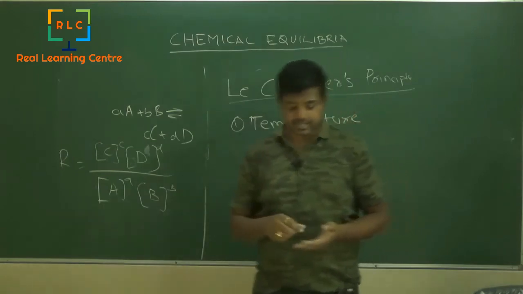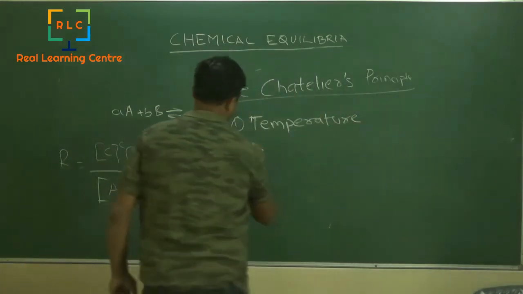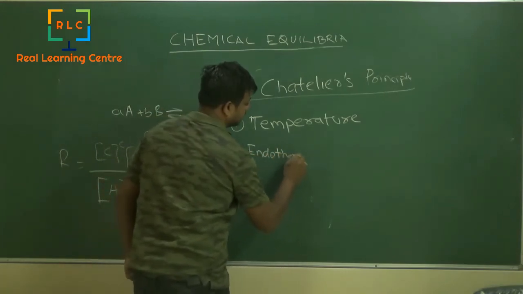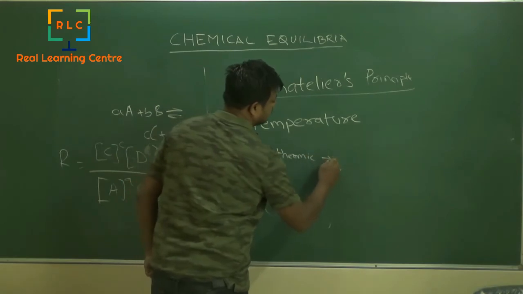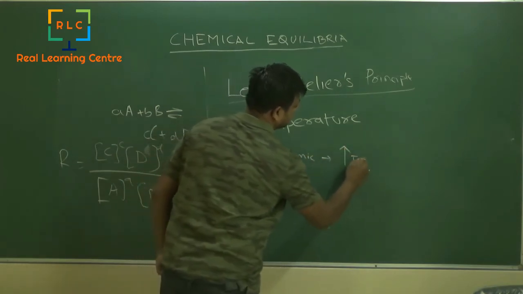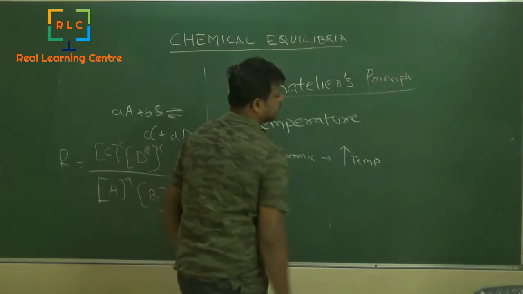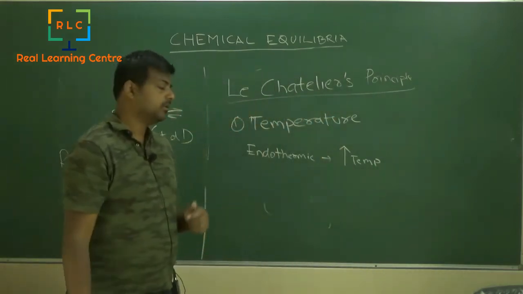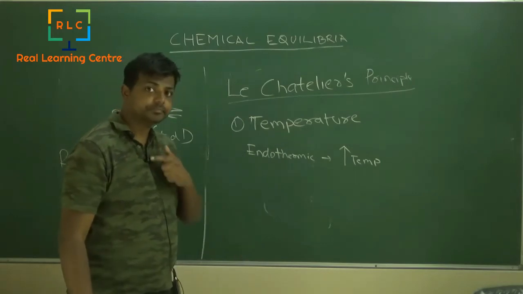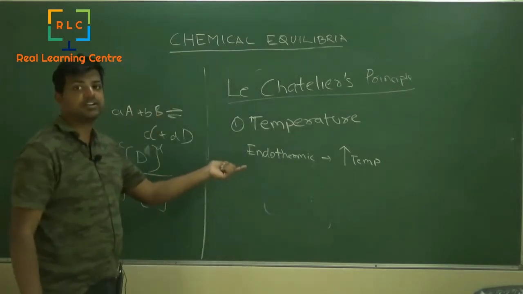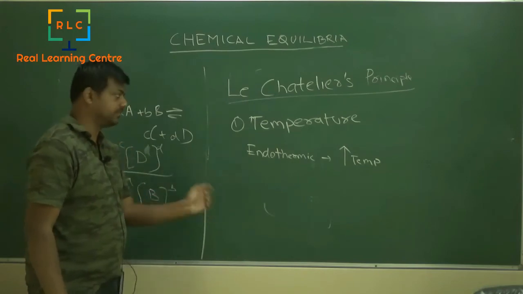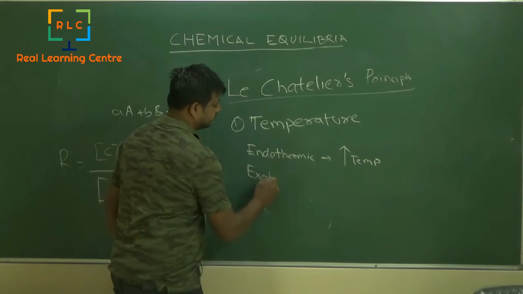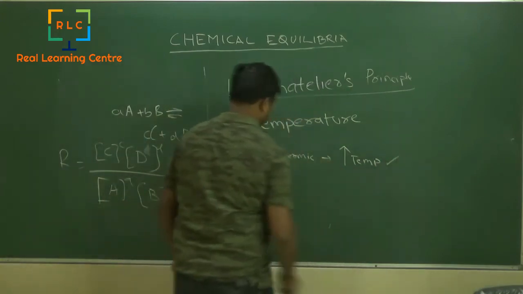For an endothermic reaction, you prefer higher temperature. The higher the temperature, the more the reaction, so equilibrium will shift towards the right. The lower the temperature, the lesser the forward reaction, and equilibrium will shift towards the left. Next is the exothermic reaction. So higher temperature is preferred for endothermic.